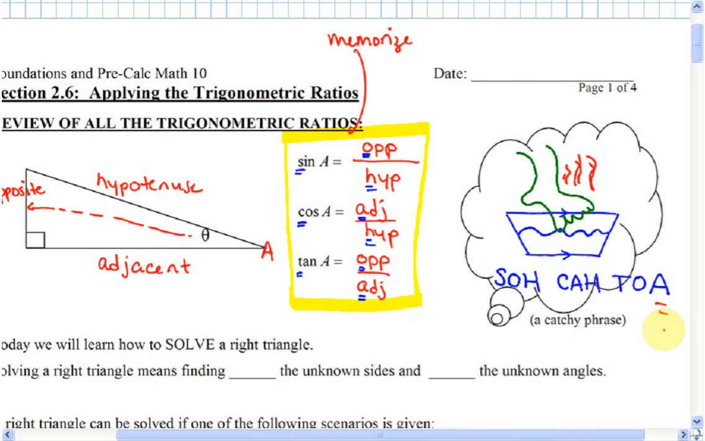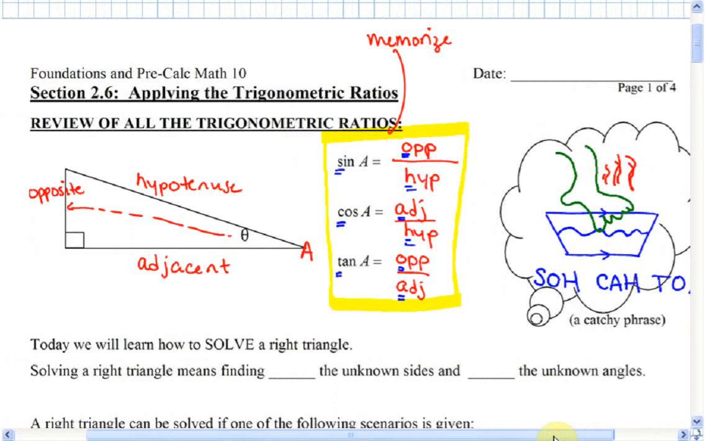Okay? Sohcahtoa. All right, so with this idea of Sohcahtoa, we're going to learn today how to put all this stuff together. And to do so, one of the first things I want to show you is how to, what we call, solve a right triangle. When I say solve, this is what I mean. Solving a right triangle means finding all the unknown sides and all the unknown angles. Okay? So let's take a look at what we can do underneath.